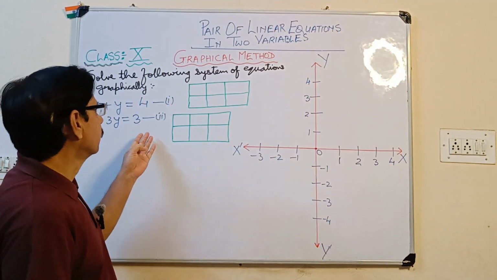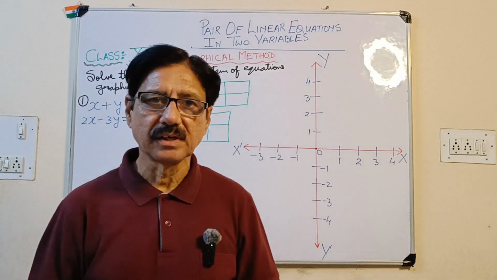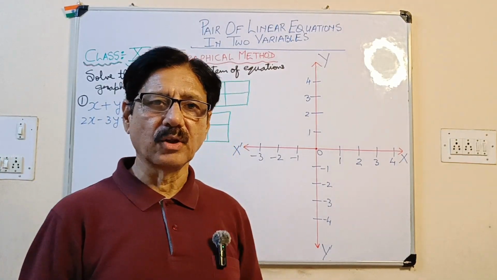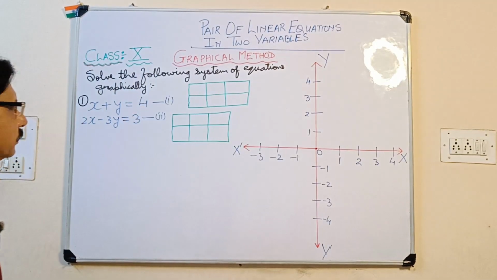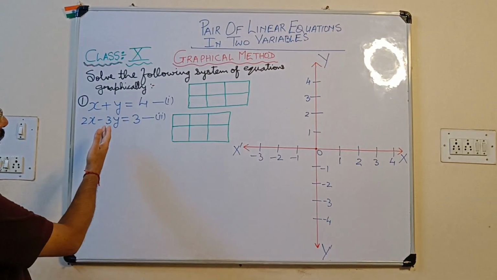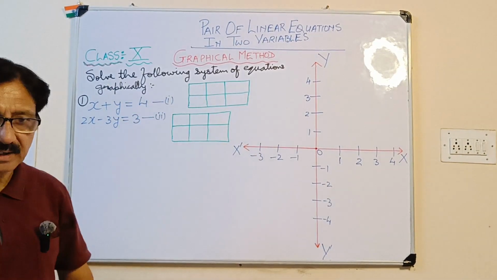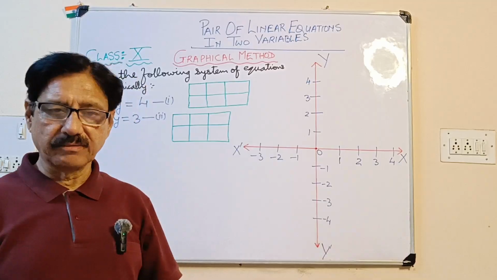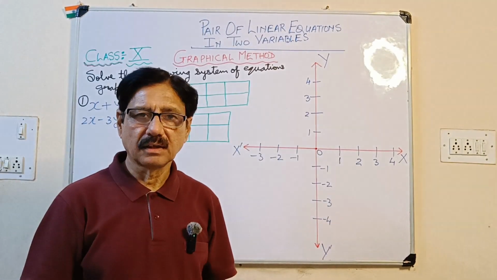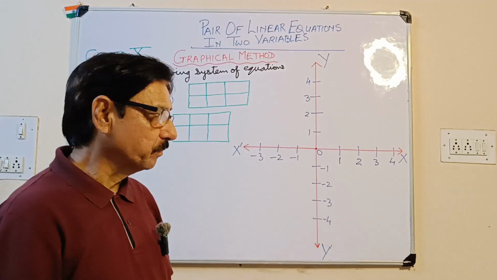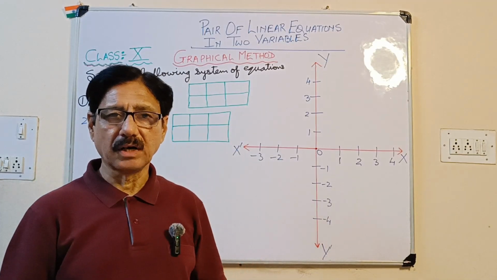So the first case we will discuss is where we get intersecting lines, meaning a1 by a2 is not equal to b1 by b2. I have already written the question: solve the following system of equations graphically. Definitely you are going to get one such question in the class 10 CBSE board exam, for 4 marks, sometimes 5 marks or 3 marks also.